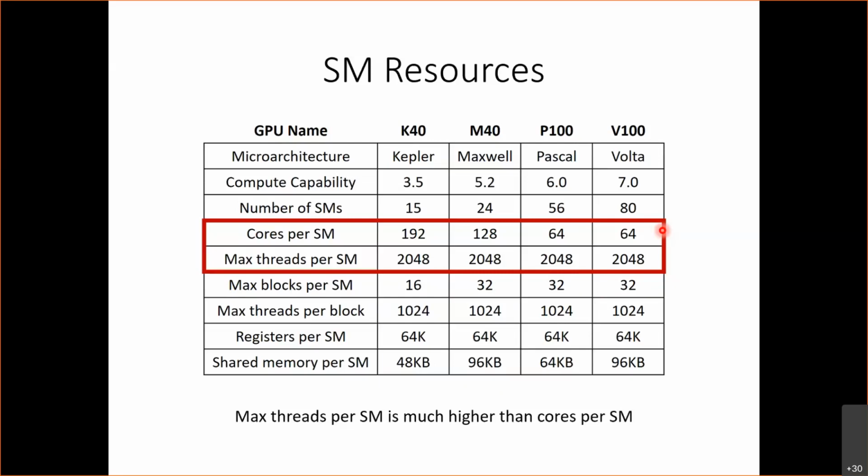On the other hand, on the GPU, because we have these long latency operations, that is why we need to have many more threads than we have cores. Clear?